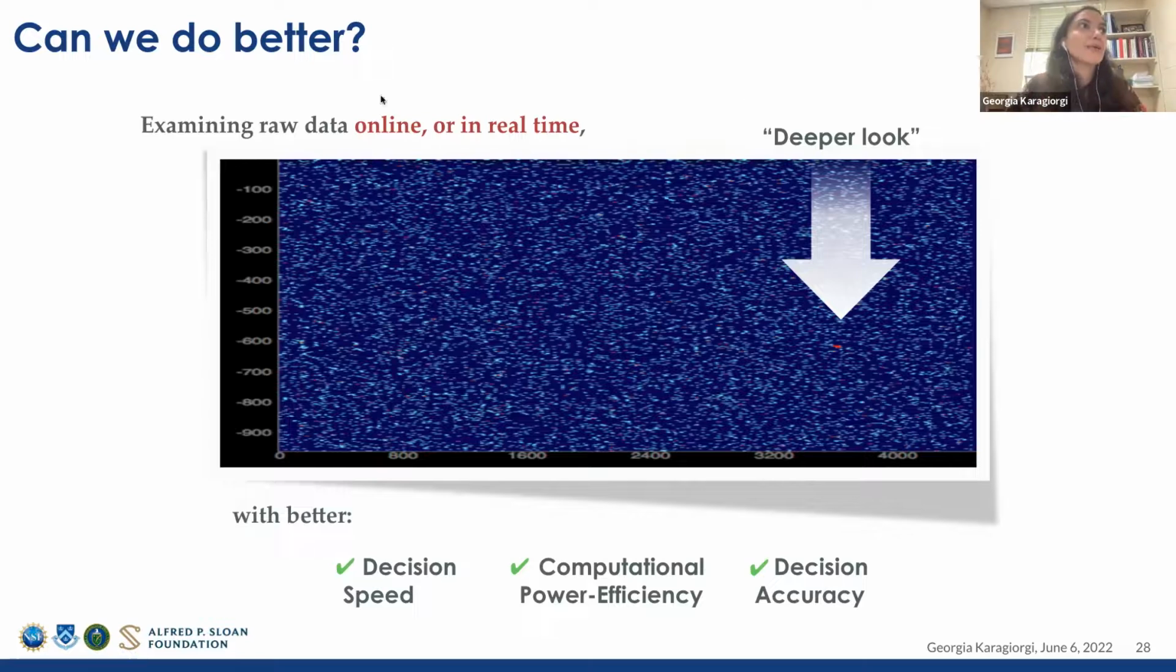And by doing so, applying these machine learning tools, AI tools, this intelligent data processing in real time or online on our full data output from the detectors, also allows us to take a deeper look into the data, potentially with better decision speed, better latency, more computational power efficiently, but also with high accuracy as well: the ability to correctly identify what's in our data in real time versus not.